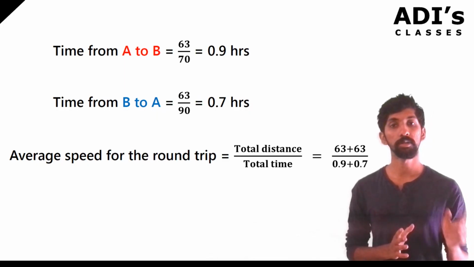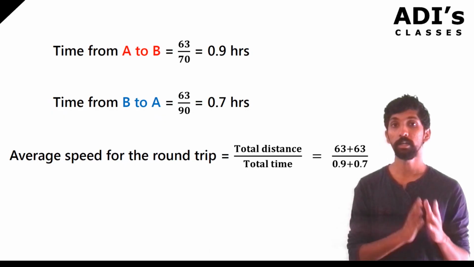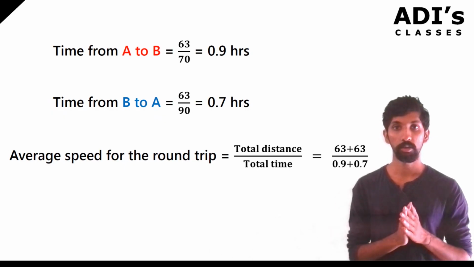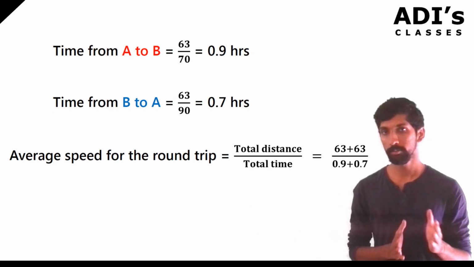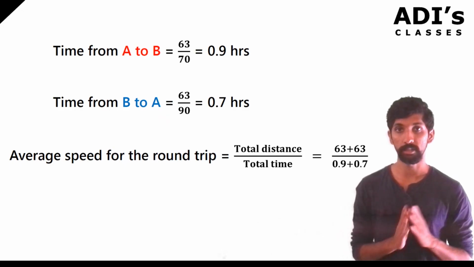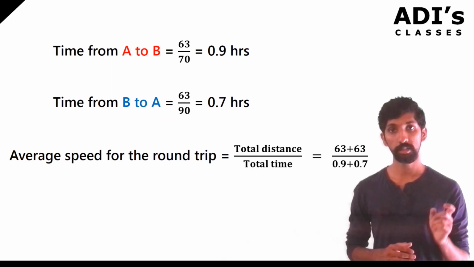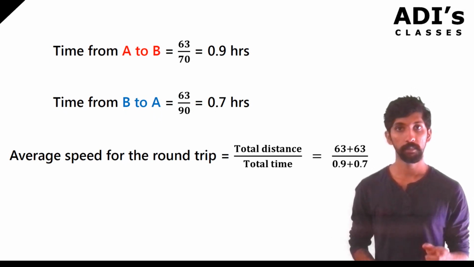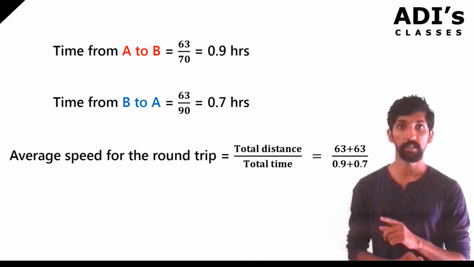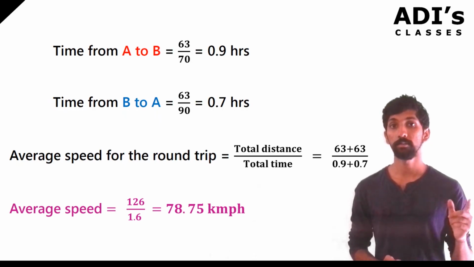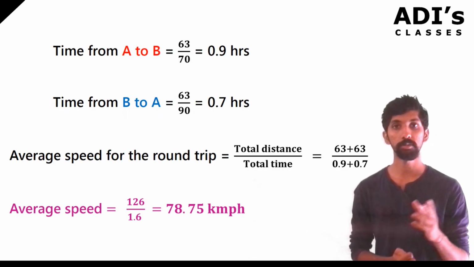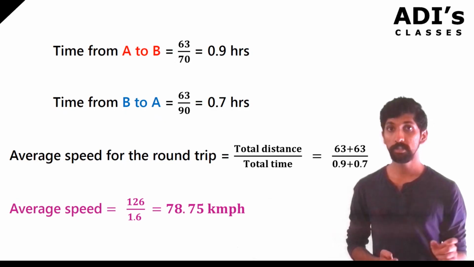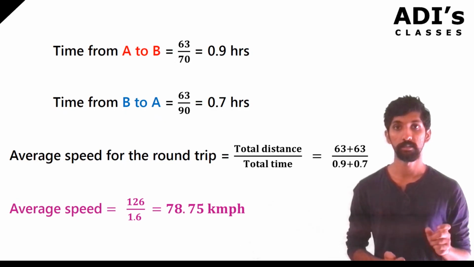Correct? So in this case, total distance will be how much? It will be 2 into 63 or 63 plus 63, correct? Which will come up to 126 divided by total time. Total time is 0.9 plus 0.7, correct? So 126 divided by 0.9 plus 0.7, which gives you 1.6. So when you do this calculation, you get the answer, right?